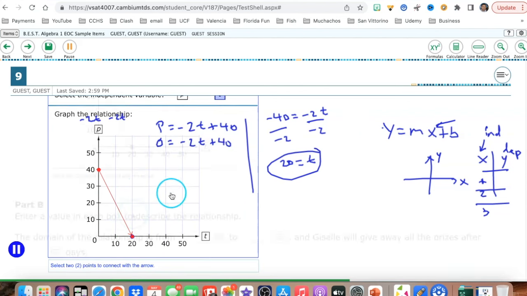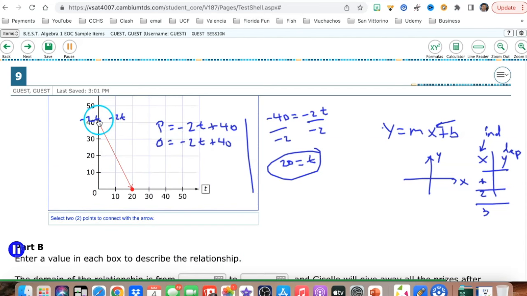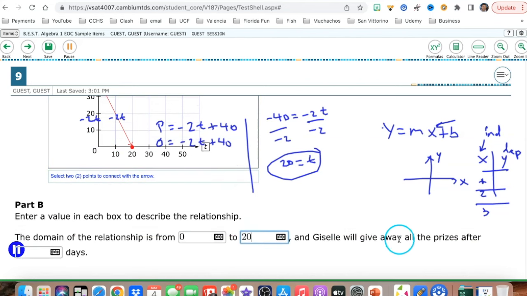Let's go with part B. Enter a value in each box to describe the relationship. Okay, the domain of the relationship, what's my domain? The x values. Where's my graph starting? Look, it started here. At this point, how much is the x value? 0. And what's the highest value on my x-axis? 20. So it goes from 0 to 20. That's my domain.